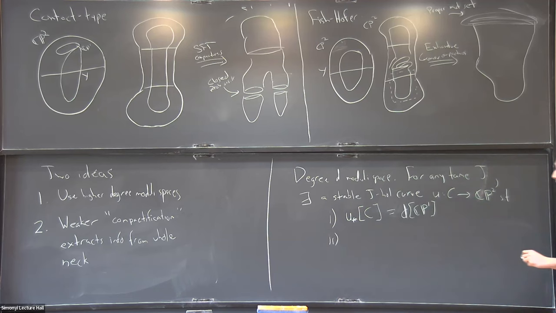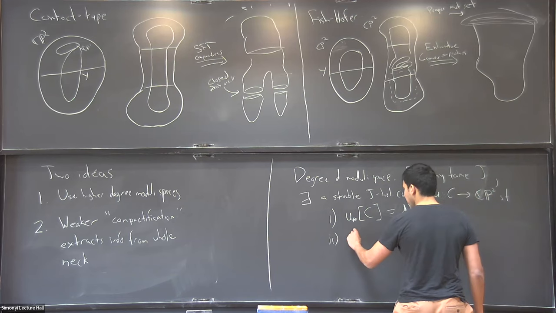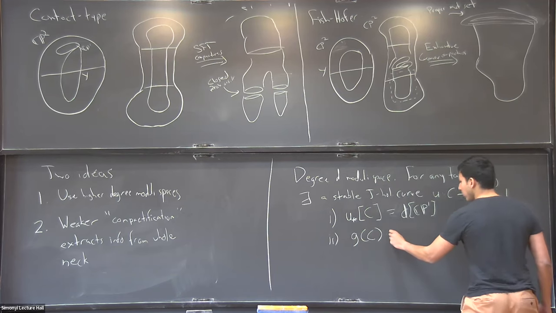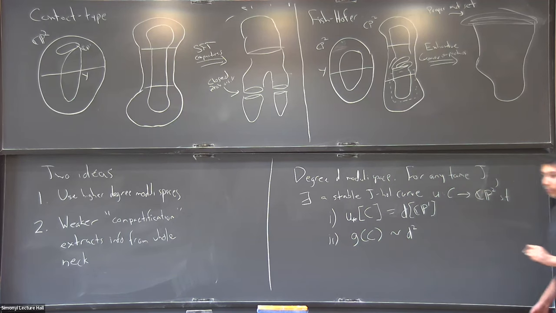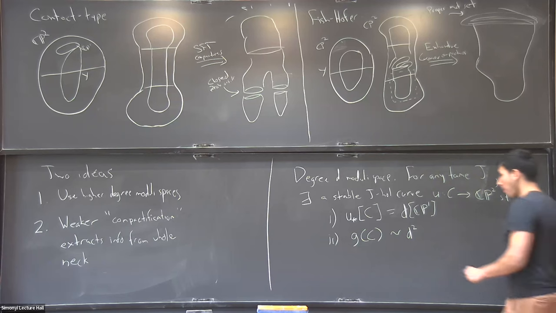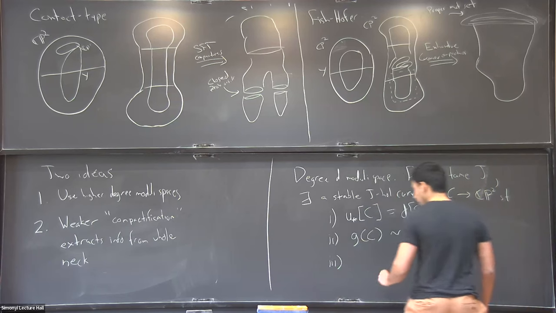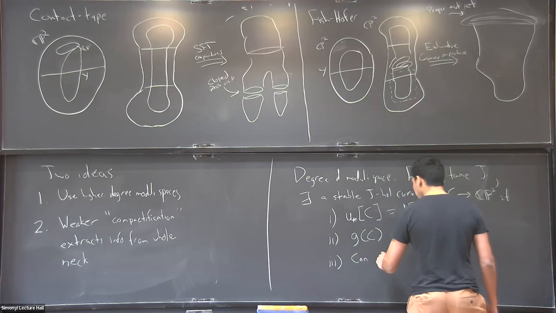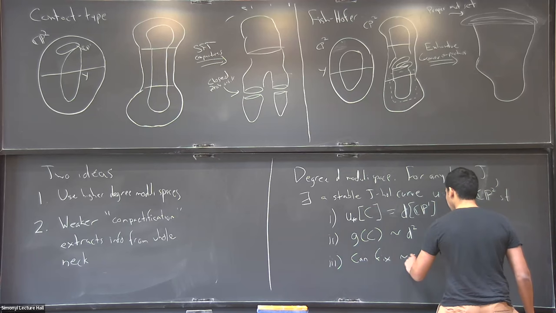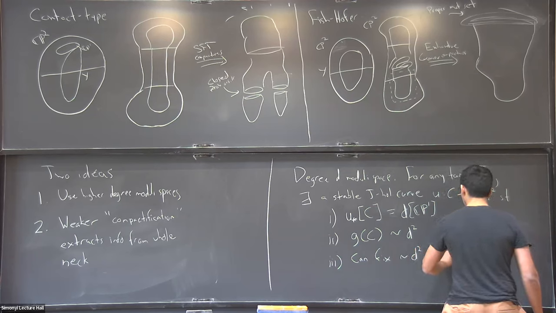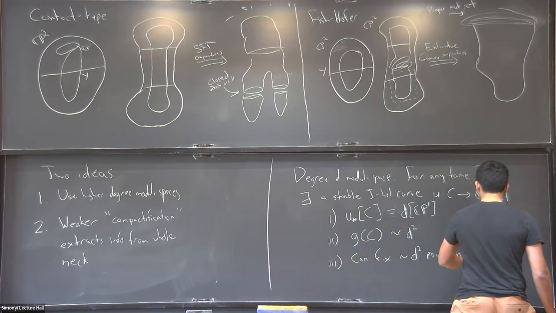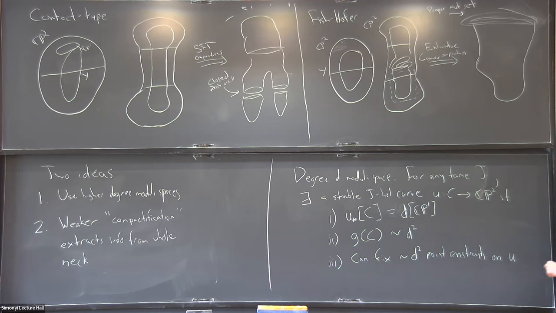The second property is that the arithmetic genus of the domain is approximately D squared. Then the third property is that we can fix approximately D squared point constraints on U. So more precisely, given any set of about D squared points, we can find a degree D curve with genus about D squared, which passes through them. So those are the moduli spaces that we'll use.